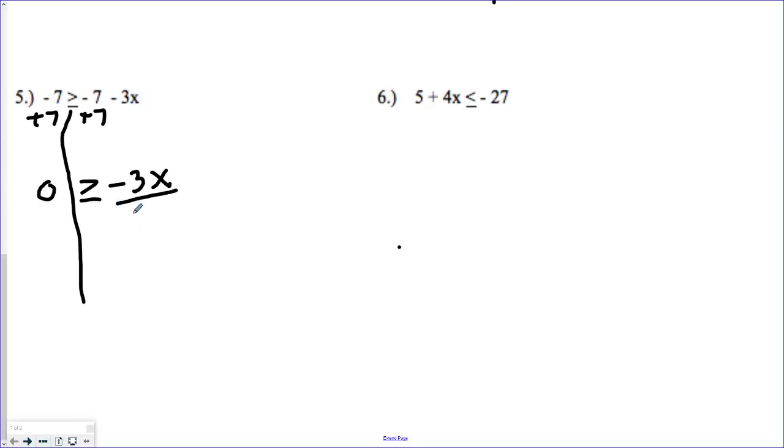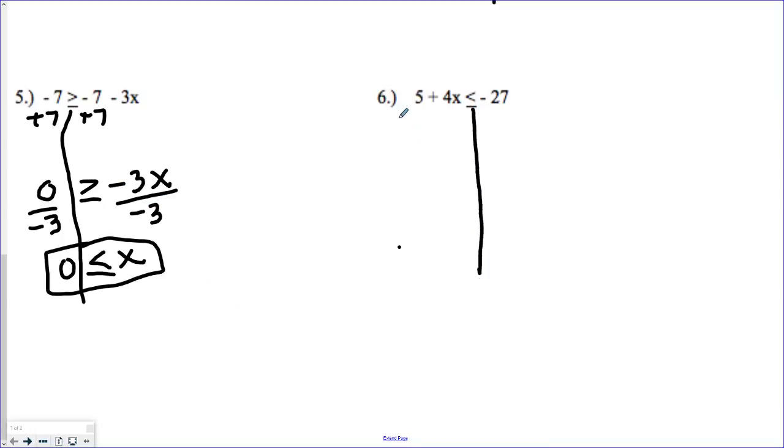Then to get x by itself, I divide by negative 3. Now even though I'm dividing into a 0, I am still dividing by a negative, so my sign has to flip, and then my answer would look like this. So even if the number itself doesn't become negative, the act of dividing or multiplying by a negative necessitates that you flip the sign.